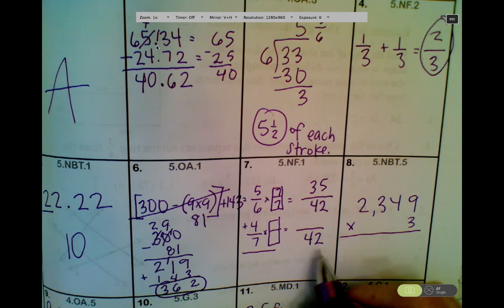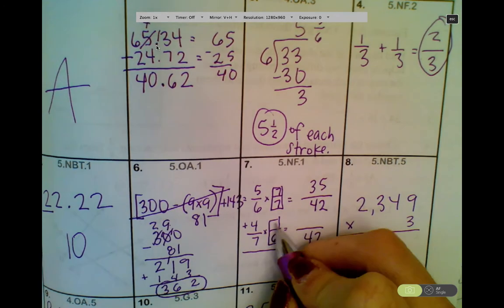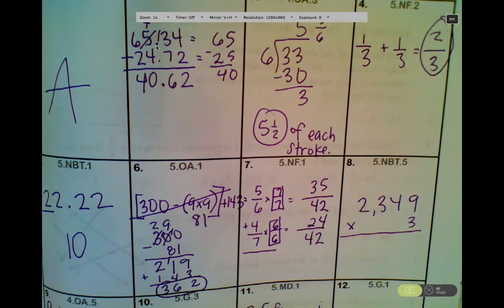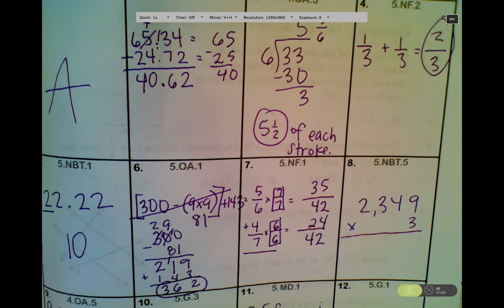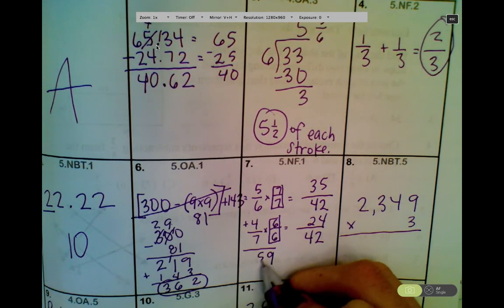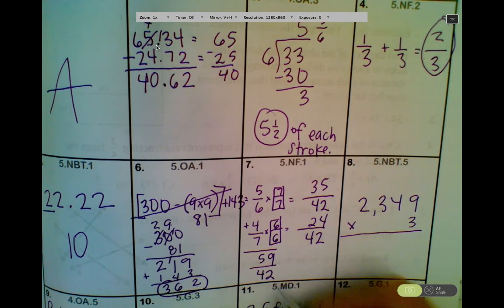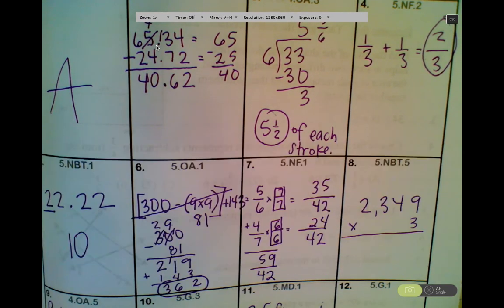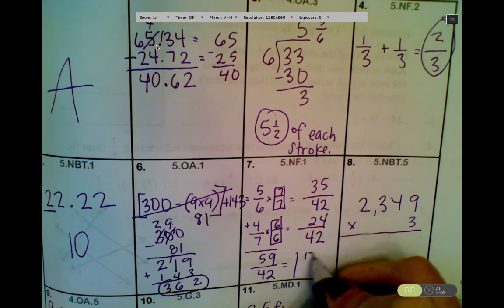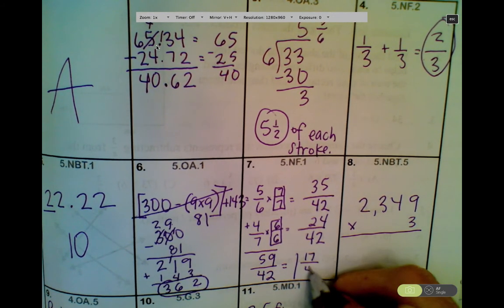7 times what is 42? 7 times 6. So 4 times 6 is 24. We have 35 over 42 plus 24 over 42. When we add that together, we get 59 over 42, which is an improper fraction. When we change it to a mixed number, you get 1 and 17 over 42.